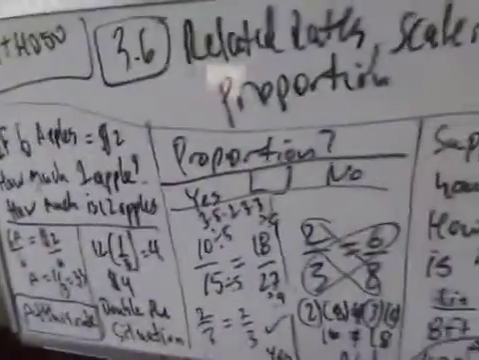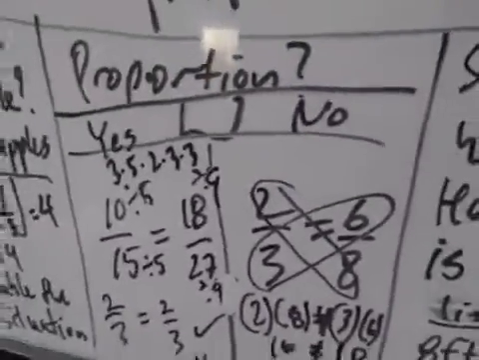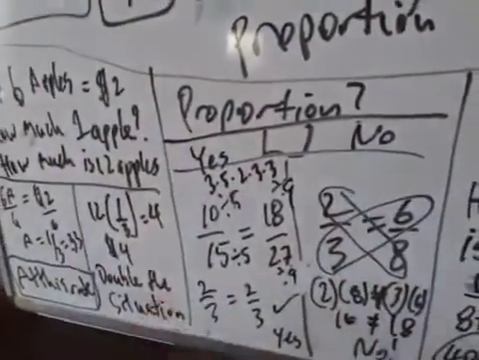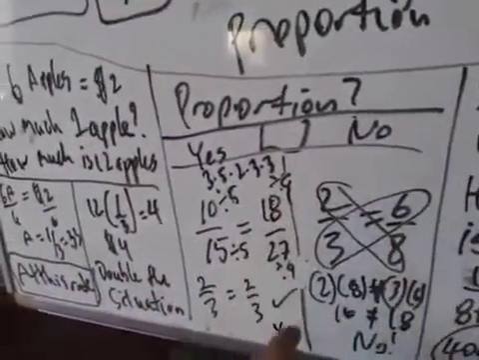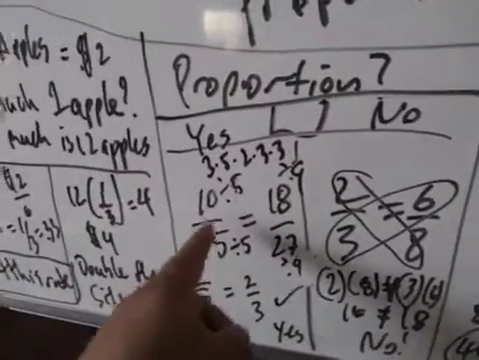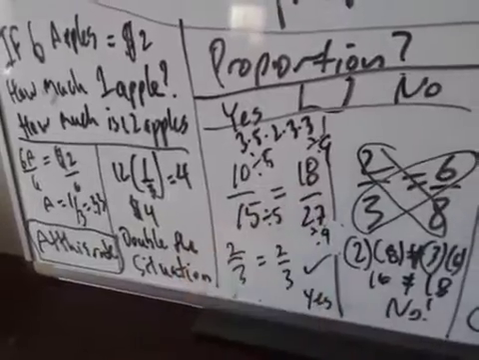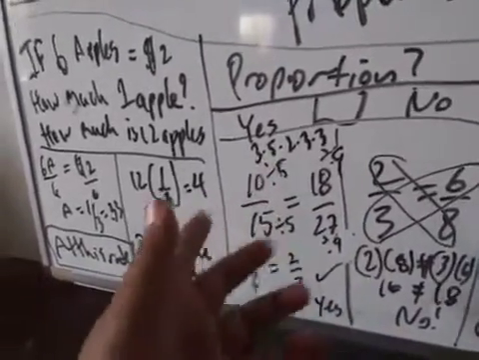Okay, next thing. Proportion, right? Proportion or no proportion. Well, this is an example where it is a proportion, and this is an example where it is not. Well, look at it. So the original problem said 10/15 is equal to 18/27. Well, what I did was something slick.